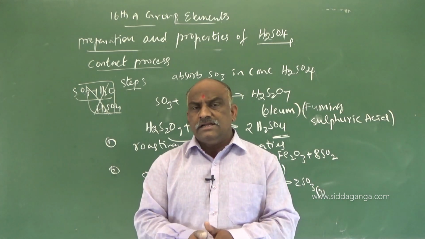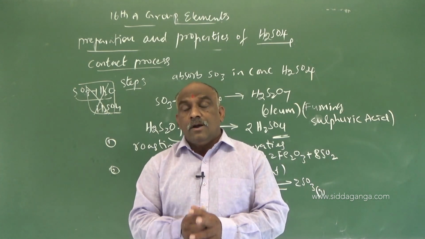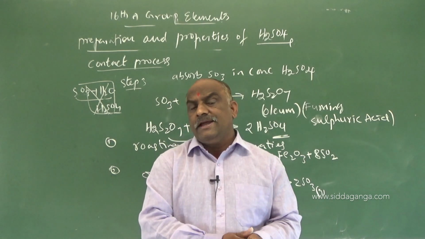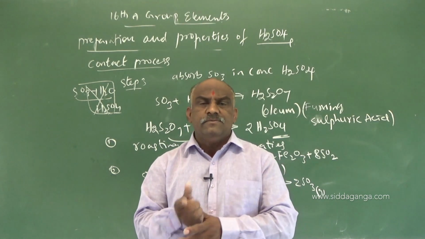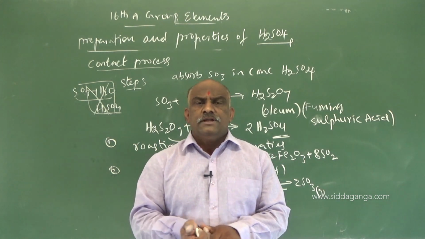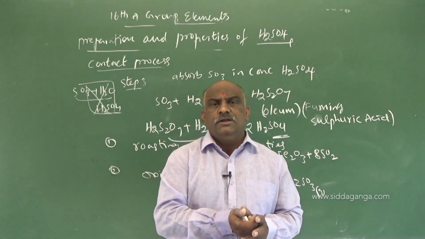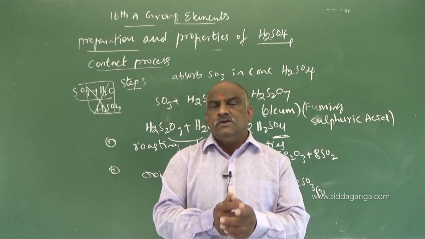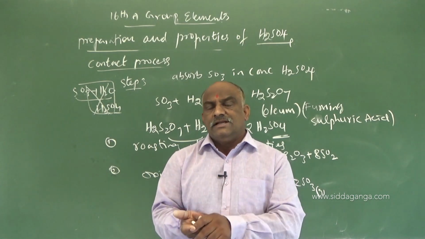Sulfuric acid is a strong acid. Compared to nitric acid, it is weak; compared to phosphoric acid, it is strong. Nitric acid has the molecular formula HNO3, and phosphoric acid has the molecular formula H3PO4. So we have to compare phosphoric acid, sulfuric acid, and nitric acid.